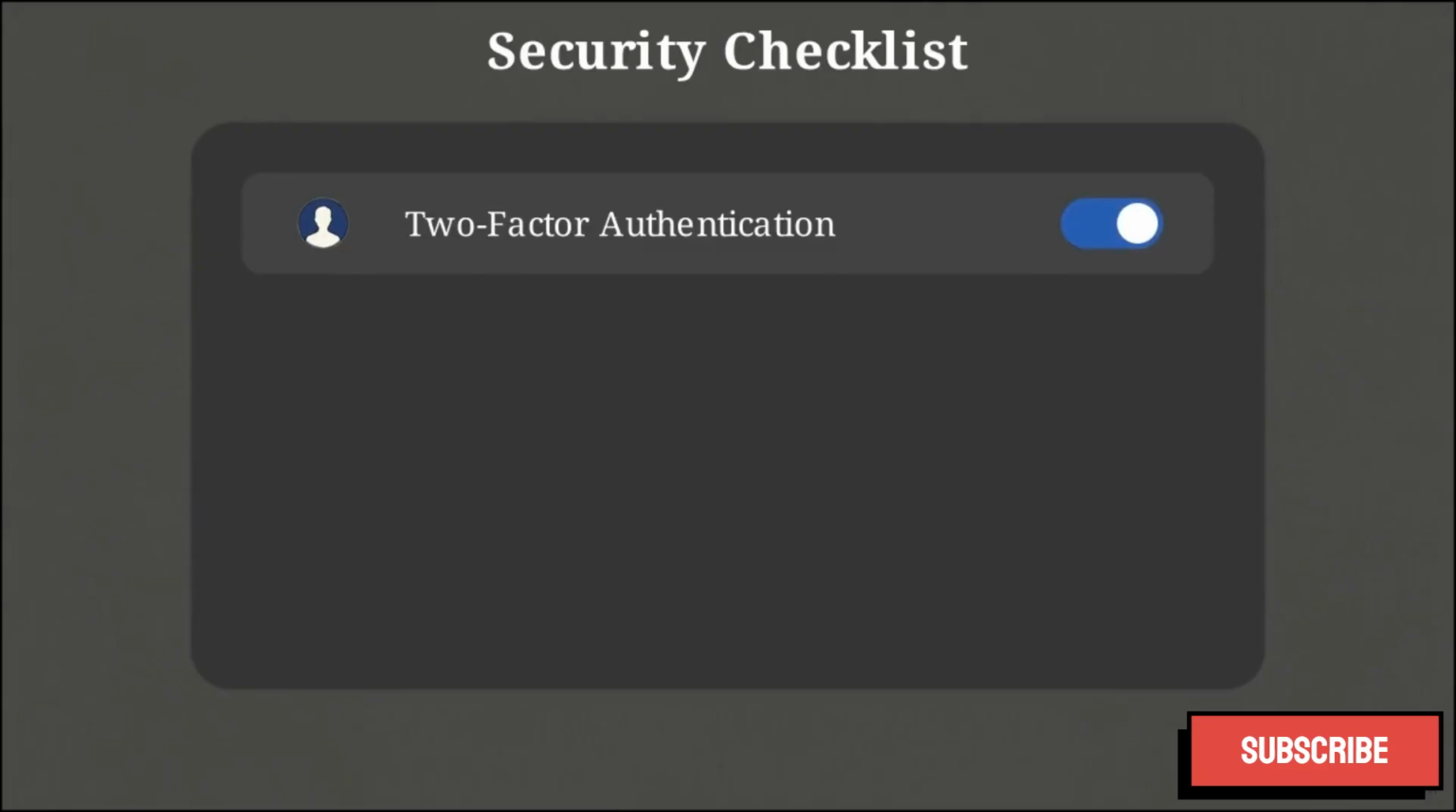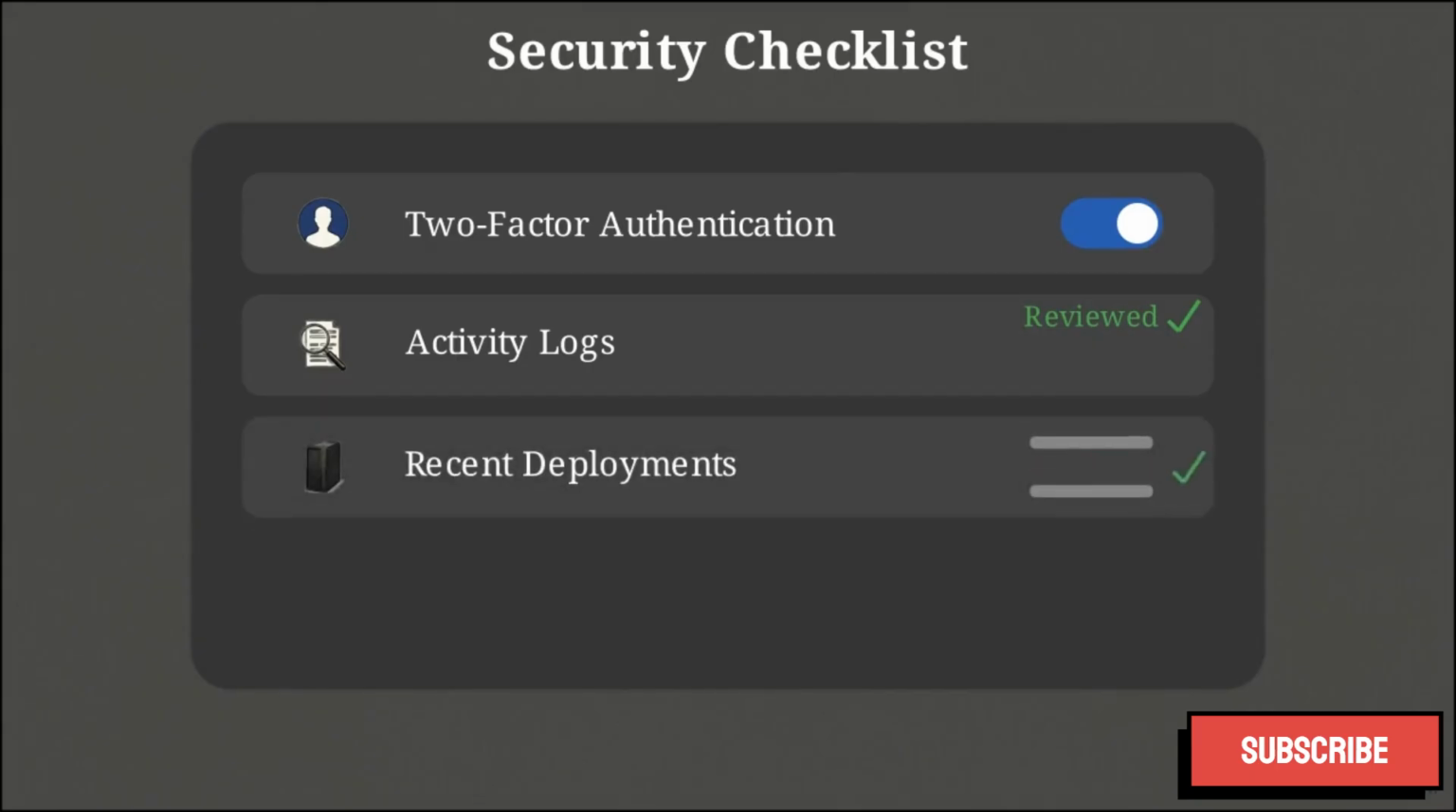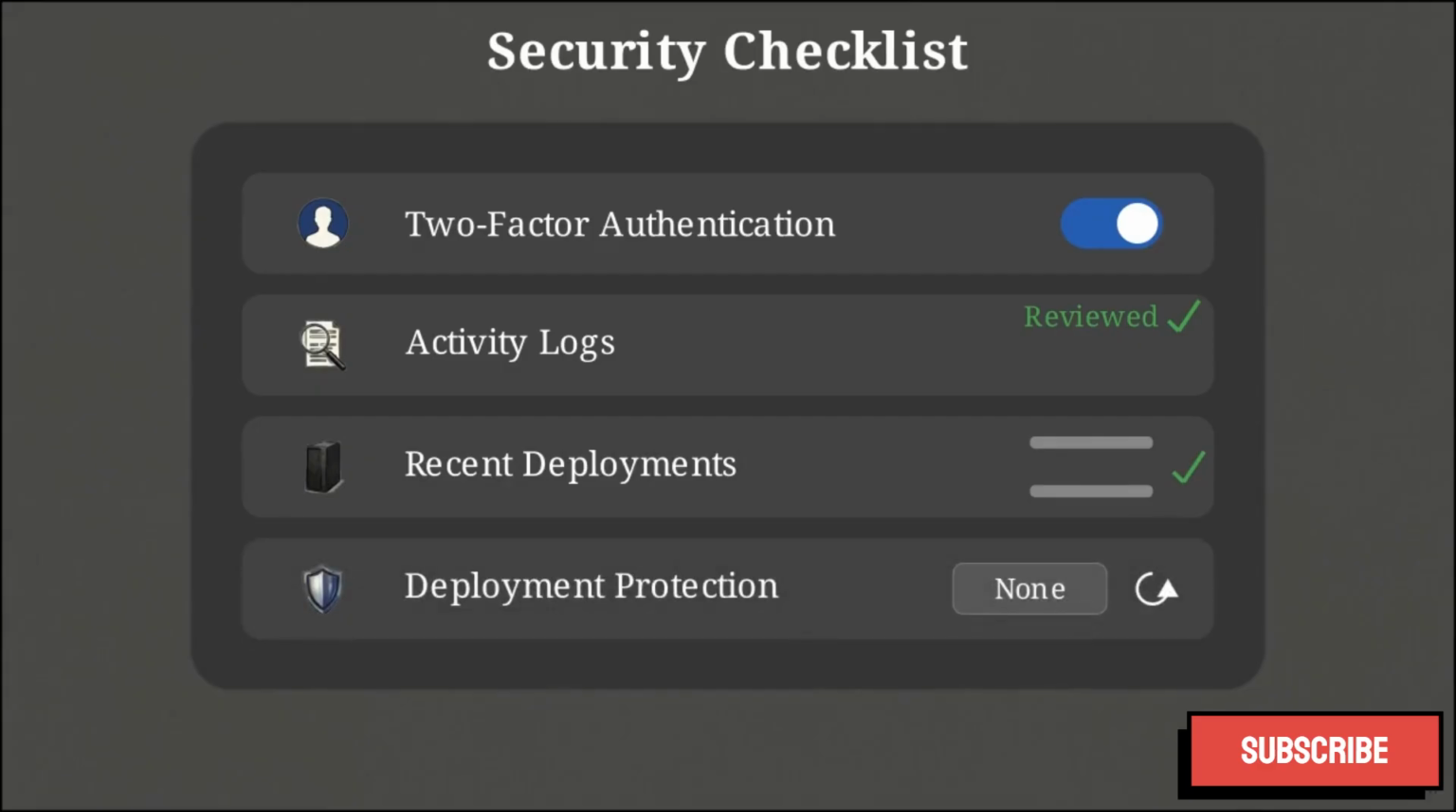Step 3. Harden your Vercel perimeter. We'll run through a security checklist. First, enable two-factor authentication. Second, review your activity logs via dashboard or CLI for unrecognized actions. Third, check and delete doubtful recent deployments. Finally, set deployment protection to standard and rotate tokens.